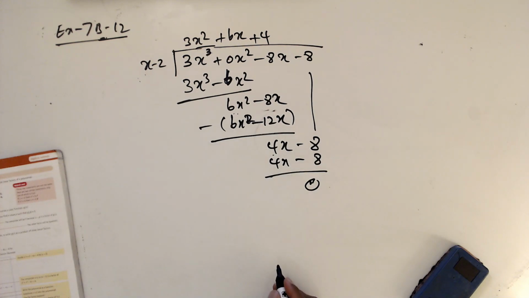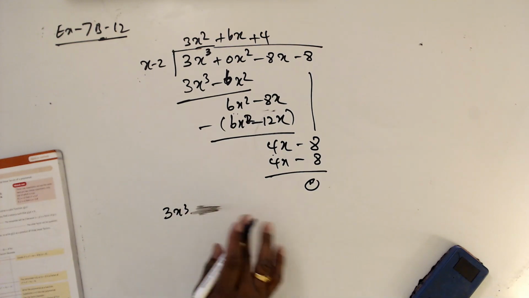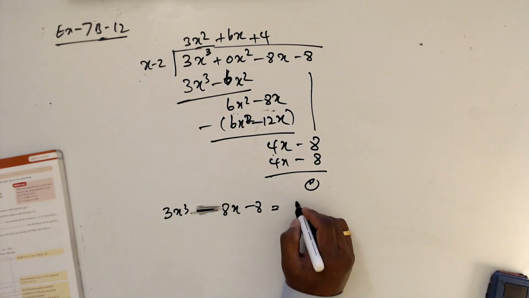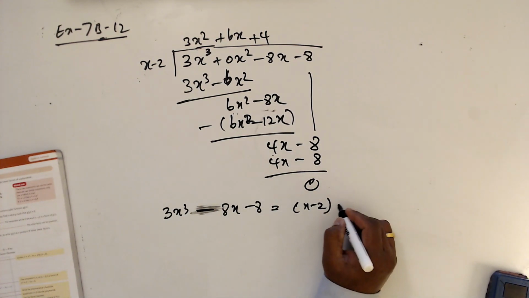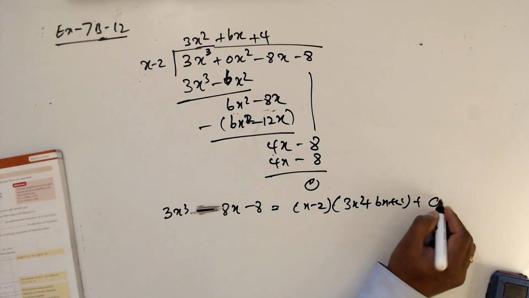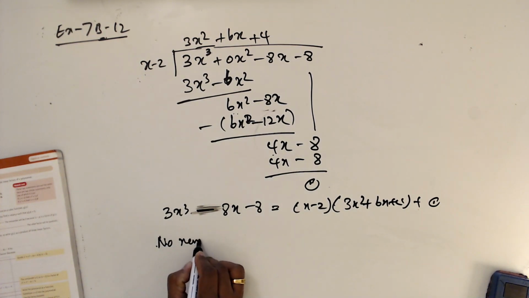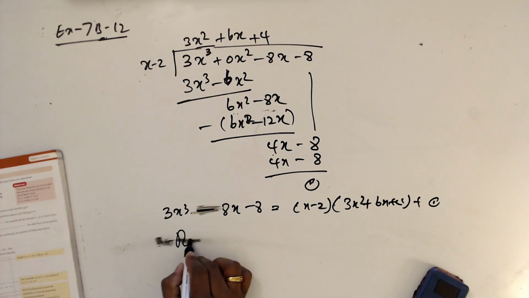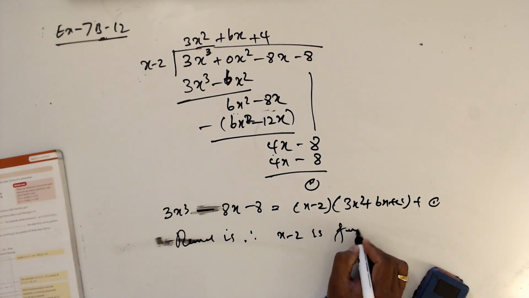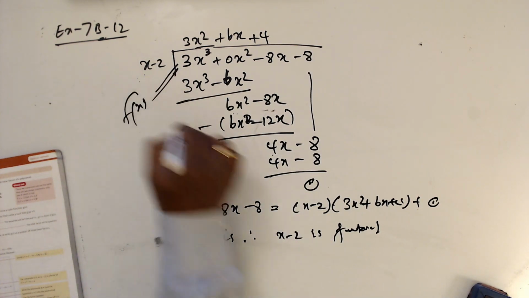0. So you can write 3x cubed minus 8x minus 8 equal divisor x minus 2, and the coefficient 3x square plus cx plus 4, and no remainder. Remainder is 0. Remainder is 0, hence x minus 2 is a factor of fx.